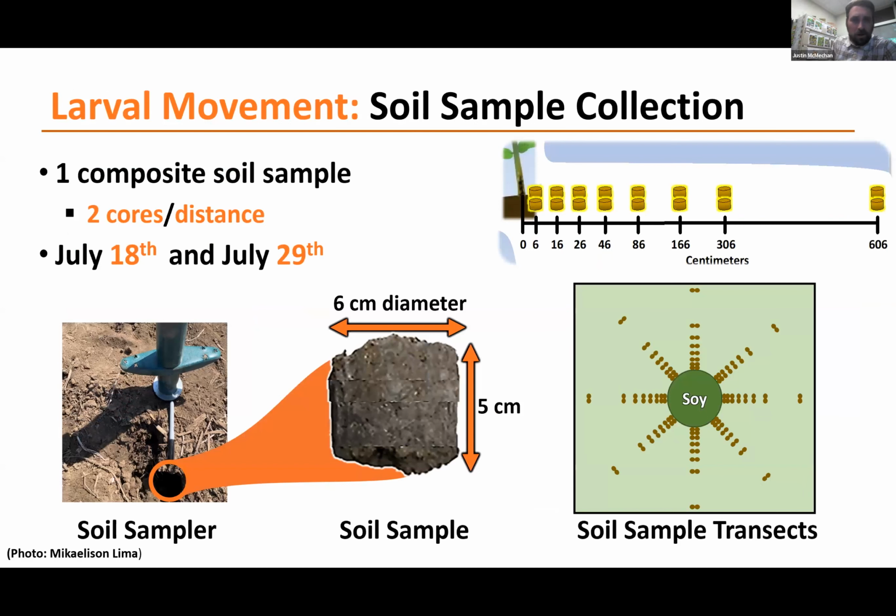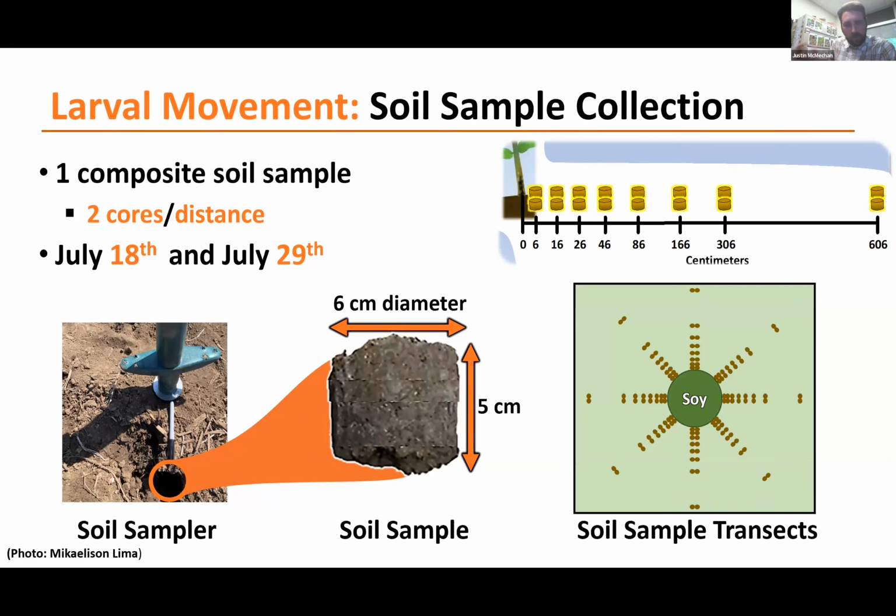We took one composite soil sample containing 2 cores per distance, as I mentioned earlier. And those cores were 6 centimeters by 5 centimeters. There was no need to go all the way down in depth when we knew the majority of the cocoons were retained within the top 4 centimeters or so. And so you can see that overhead view of how the samples were taken around each one of those patches, 3 reps total.